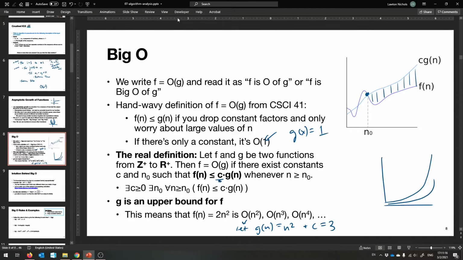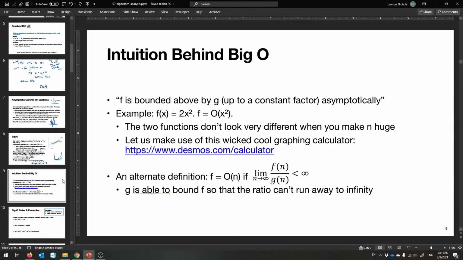Okay? The constant's key and the n naught's key. It doesn't have to be bigger at the start. They can wobble between each other, but eventually c times g of n must win out. That is big O. Okay? That's the real definition. Hopefully that's making some sense. That's all you really need to know.